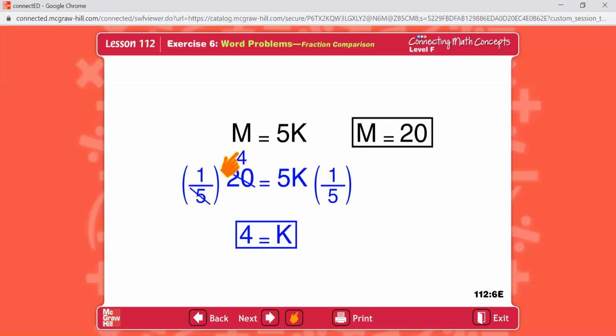20 divided by 5 equals 4. 5 divided by 5 equals 1. So your new equation over here is 1 over 1 times 4 over 1. So 1 times 4 is 4. 1 times 1 is 1. 4 over 1 equals 4. So 4 equals k.